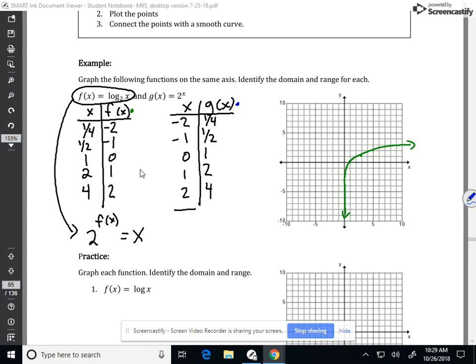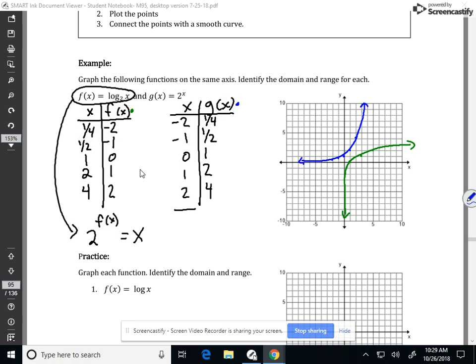And now if I graph my g of x curve, which is just my normal exponential curve, I go to negative 2 for x, and g of x is 1/4. X is negative 1, g of x is 1/2. X is 0, g of x is 1. X is 1, g of x is 2. And x is 2, g of x is 4. And I draw this curve.